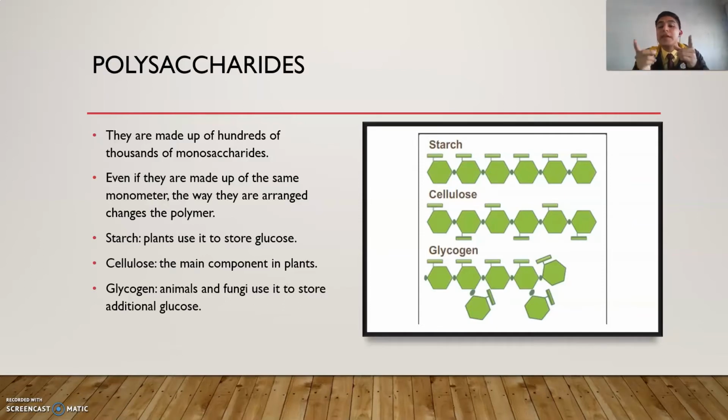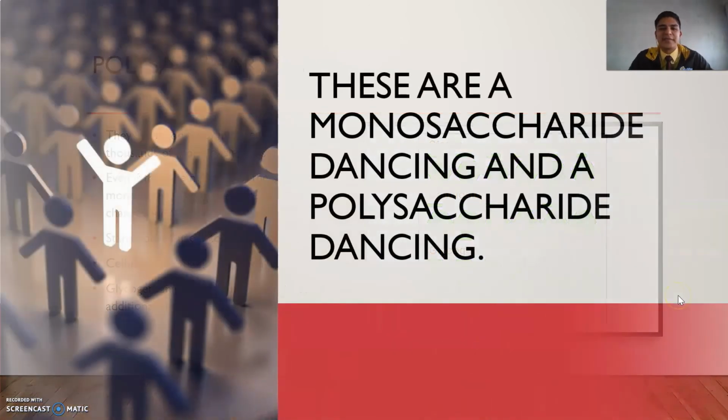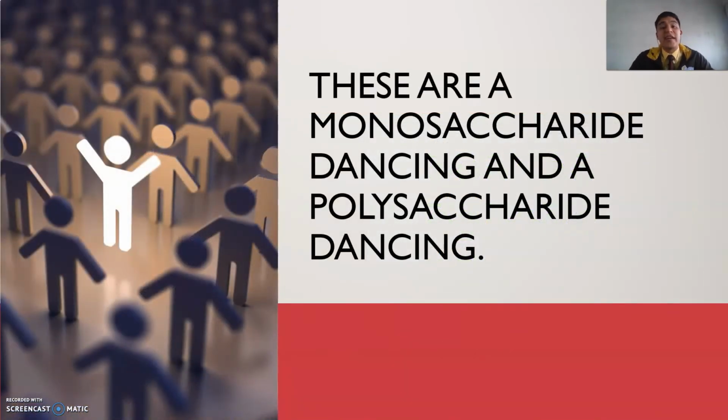But the position or the direction in which each one of our monomers is looking toward is extremely important to form these polysaccharides. And lastly, we have glycogen, which is what animals and fungi use to store additional glucose, which is represented right here. Again, pretty much the same structures, but they have a different pattern. Okay. Right, so let's continue. So these are a monosaccharide dancing and a polysaccharide dancing. You're going to notice they are pretty much the same, but the pattern and the structure always vary.